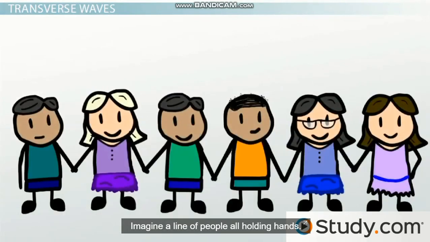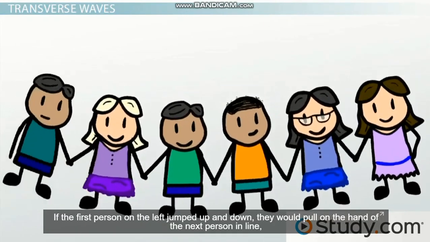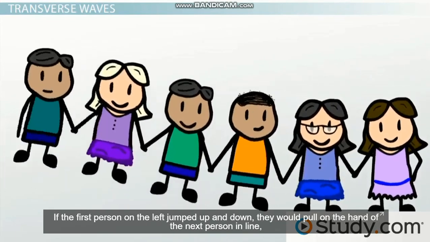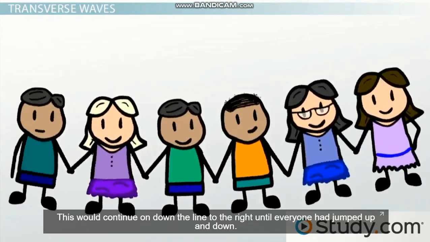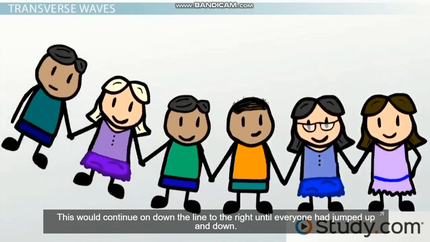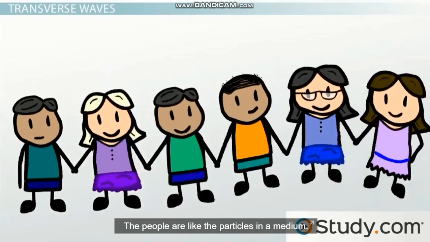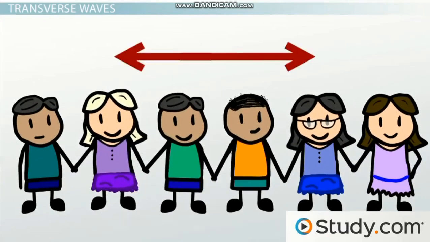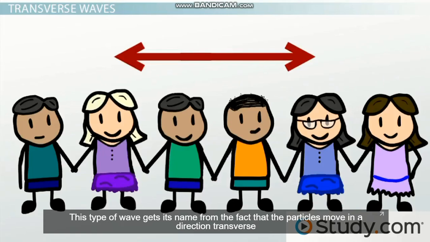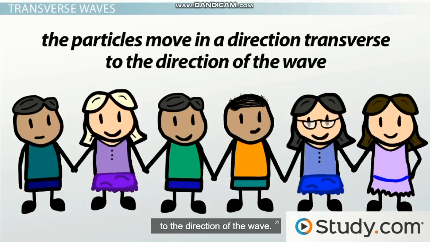Imagine a line of people all holding hands. If the first person on the left jumped up and down, they would pull on the hand of the next person in line, causing them to jump up and down too. This would continue on down the line to the right until everyone had jumped up and down. The people are like the particles in a medium. They move up and down while the wave moves from left to right. This type of wave gets its name from the fact that the particles move in a direction transverse to the direction of the wave.